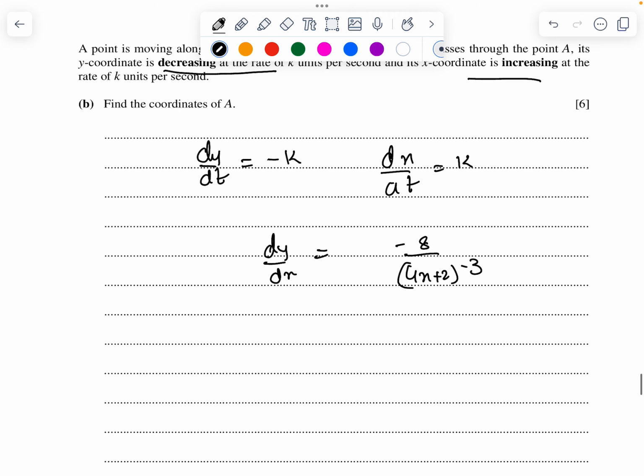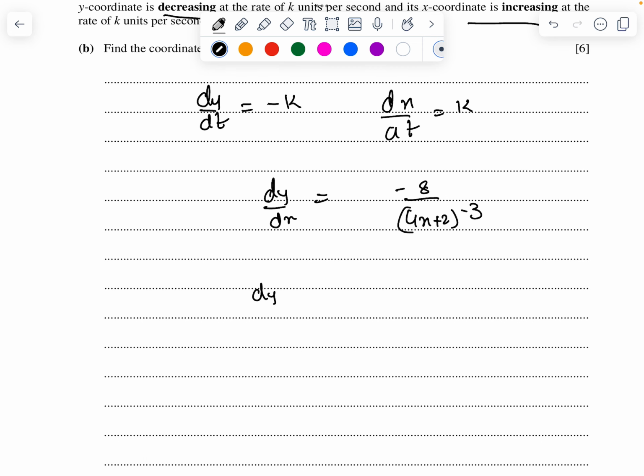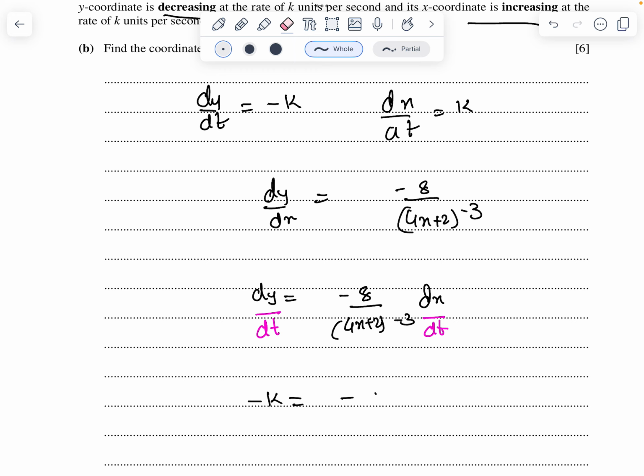Now dy equals to minus 8 upon 4x plus 2 whole to the power of negative 3 times dx. Now I want rate, so divide by dt on both sides. And this is, now plug in, minus k equals to minus 8 times, when I'm writing in the denominator, it becomes positive.